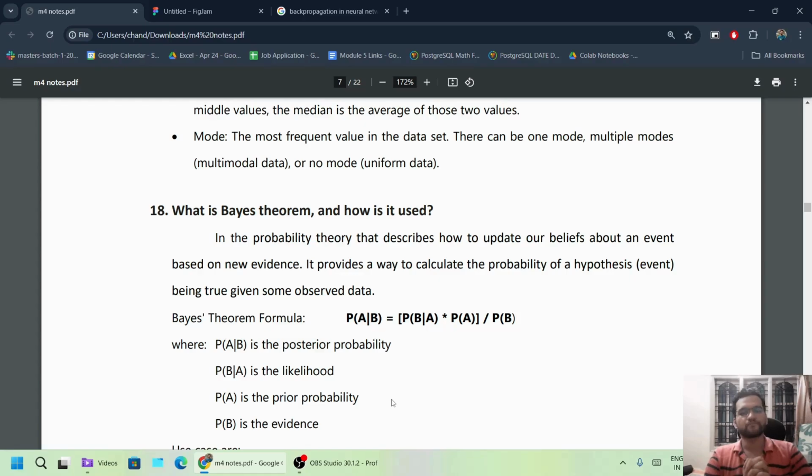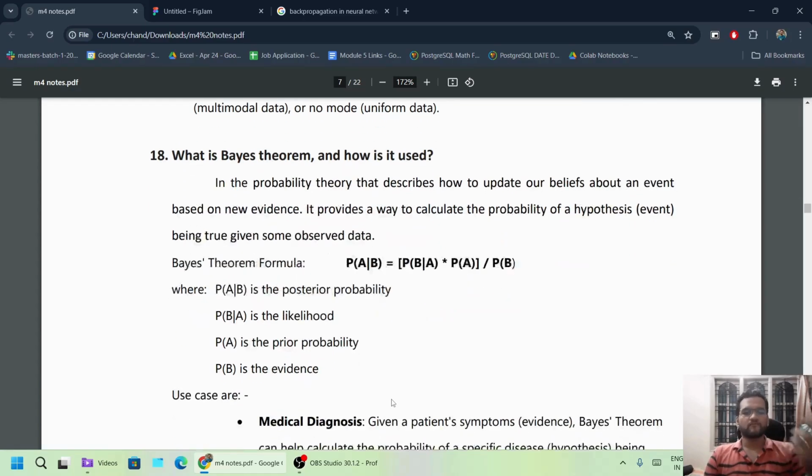It is the likelihood. Like B given A: if it is dengue, it has some symptoms. Are they the same symptoms or not? Then into the prior probability that this may happen, divided by the evidence, what is there on the table of the doctor. On that we will get the probability.